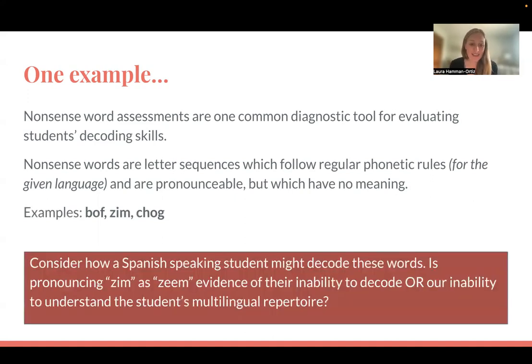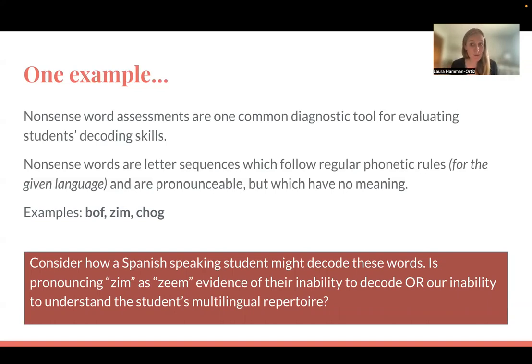Now, a Spanish-speaking student, a Spanish-speaking MLL, might not decode these words, which are based on phonetic patterns in English, in the same way as a native English speaker decoding them, right? So instead of saying zim, they might say zeem, because the I in Spanish makes a long E sound, right? So instead of zim, like Tim or Jim in English, they would probably read that as zeem if they're drawing upon their Spanish phonetic knowledge. Or for chog, which is based on the English word family of og, so jog, fog, bog, they might say choge, right? Because the O in Spanish is long, again.